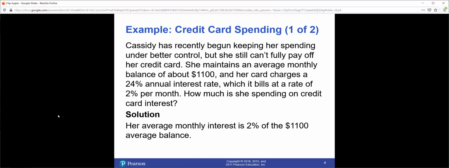Okay, so if she maintains an average monthly balance of $1,100, that means her average monthly interest would be 2% of that $1,100. Since she's maintaining that as a balance, that includes both income and expenditures. That 2% billing rate is an expenditure. So what is 2% of 1,100? 2% is a percentage. We don't use percentages in math, except for those rare occurrences; we always use the decimal equivalent. 2% is 0.02. Times that by 1,100, you get $22.